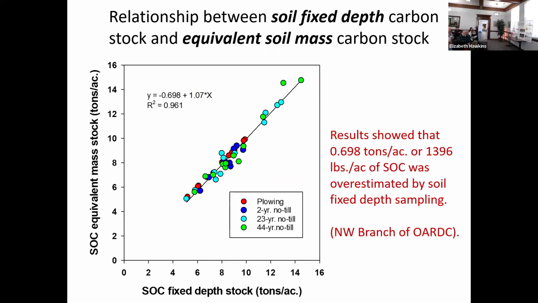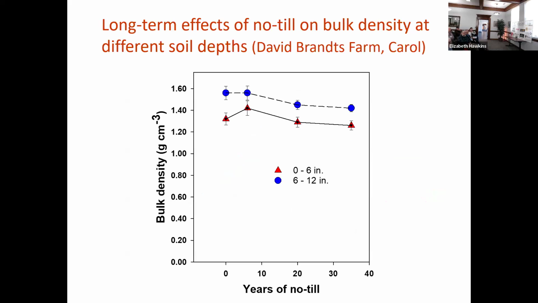So we did the same thing with the regression and tried to correlate. It shows about 6.698 tons of carbon, that means around 1,400 pounds of carbon was overestimated by fixed depth sampling. So almost, more than half a ton of carbon we overestimated. So again, you cannot sell these. These are from the soil because of bulk density.